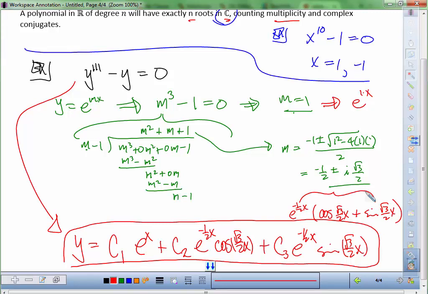Can we do another problem? Yeah? Yep, there's just C1, C2, and C3. This is a general solution for a third order differential equation, so we need 3 parameters. Anything else?